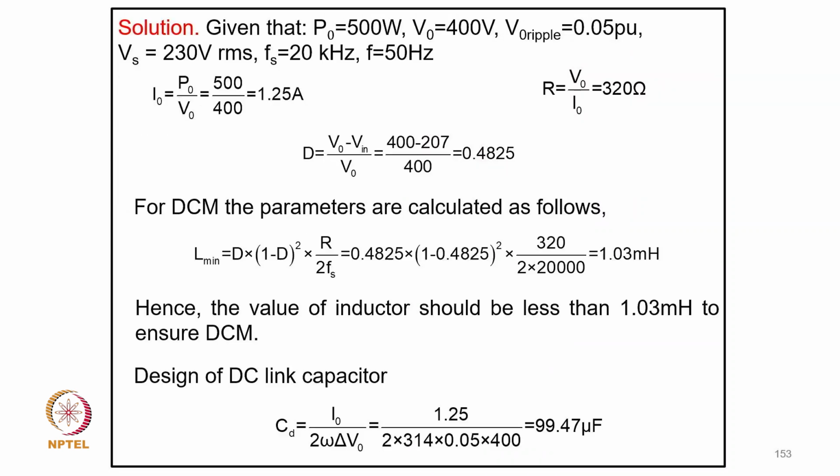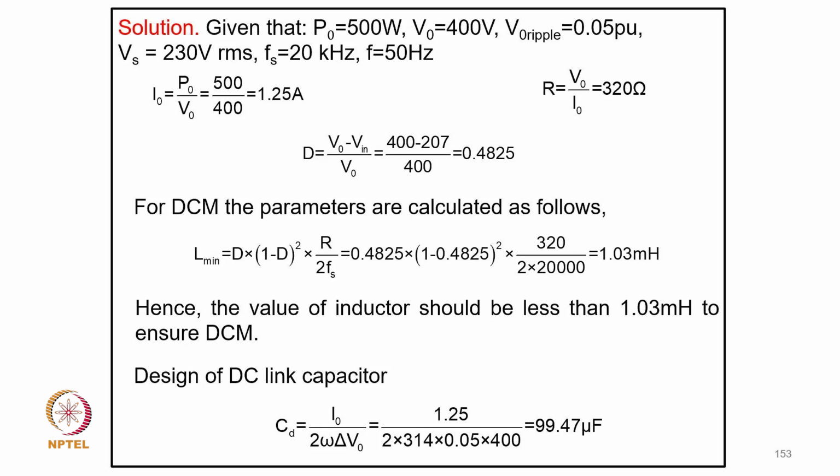So after the design, these are the waveforms, and this is the solution. I equal to P upon V comes to 1.25, R0 equal to V upon I comes to 320 ohm, and D equal to VO minus VIN divided by VO comes to 0.4825. The L minimum for DCM is D into (1 minus D) square R upon 2F, so it comes to 1.03 millihenry. Hence the value of inductor should be less than 1.03 millihenry to ensure DCM in all operating conditions.